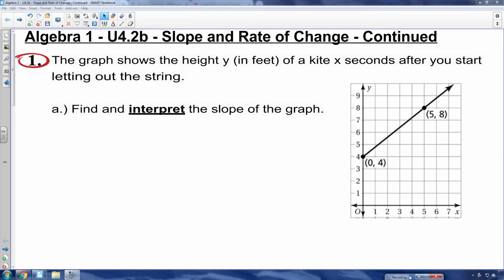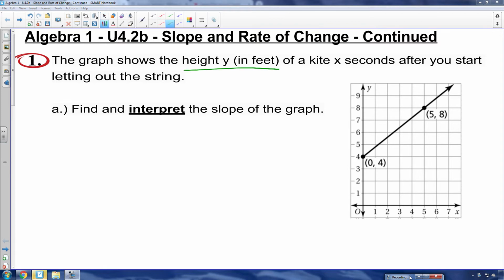Okay, so this video will cover slope and rate of change. It's just a little bit more detail with slope and rate of change, and we want to talk about what rate of change is all about. Let's say we have a kite, and it's flying at a height of, and we're going to use y for the height of the kite.